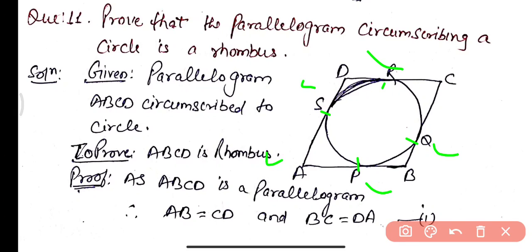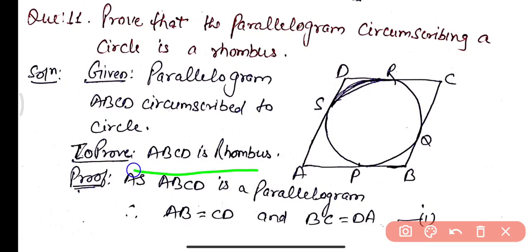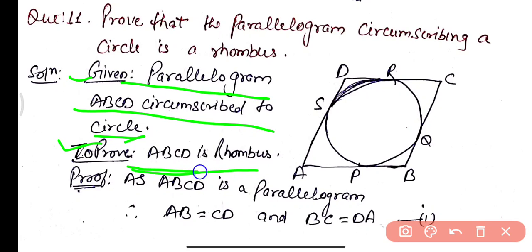So from these 4 exterior points there are pairs of tangents. Here point A is forming two tangents, that is AP and AS. Similarly here BP and BQ, and here CQ and CR, and here DR and DS. So these are pairs of tangents from an exterior point to the circle. Therefore the lengths of these tangents will be equal in measure. So we need to prove that ABCD is a rhombus. I am repeating again, we are given a parallelogram ABCD circumscribed to a circle. We need to prove ABCD is a rhombus.